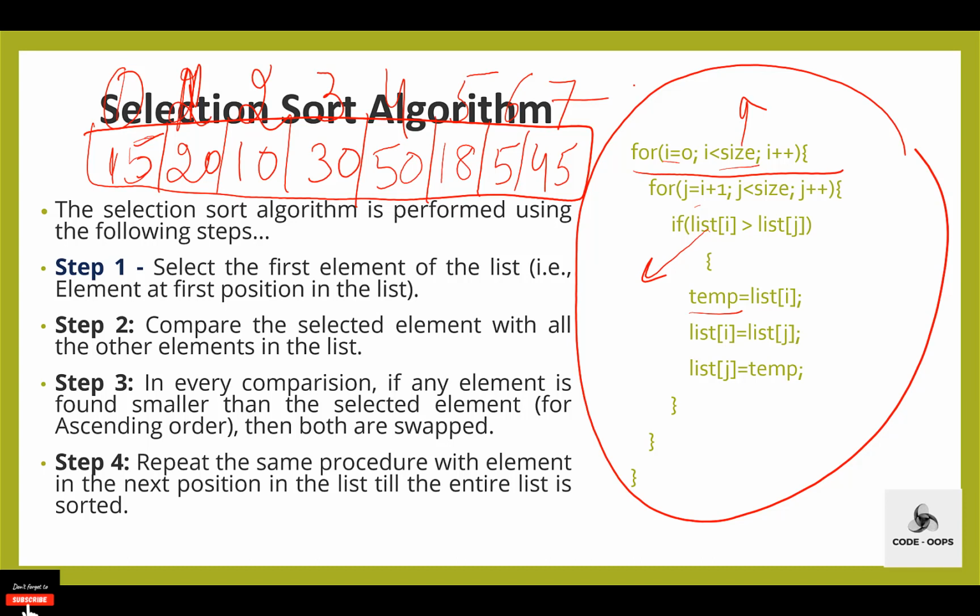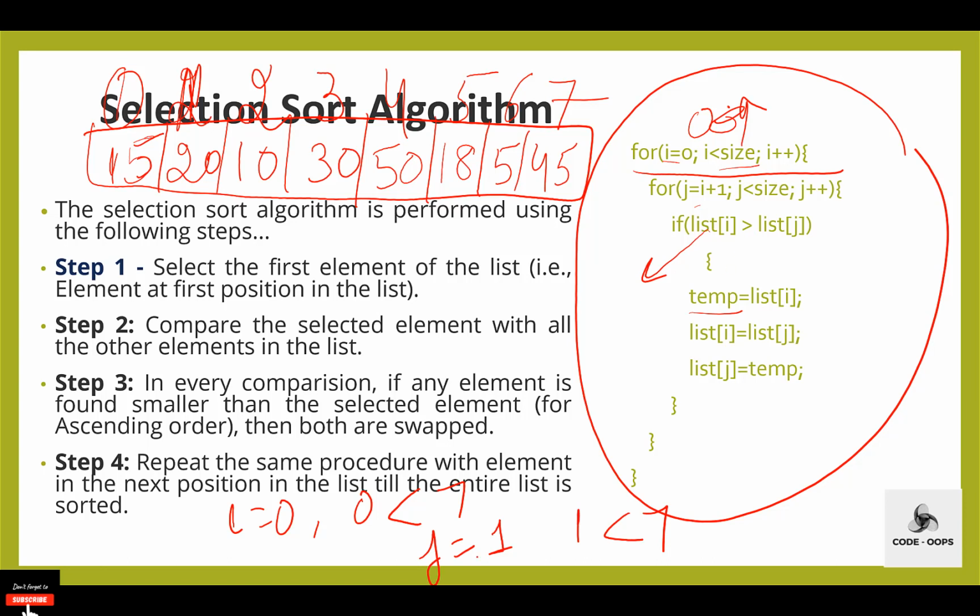For i is equal to 0, is 0 less than size of array, which is 7? The condition is evaluated to be true. Then the inner for loop, j is equal to i plus 1. i is 0, 0 plus 1 is 1, and 1 is less than 7, size of array is 7. The condition is evaluated to be true. Then check the condition: if list of i is greater than list of j, list is the name of the array.